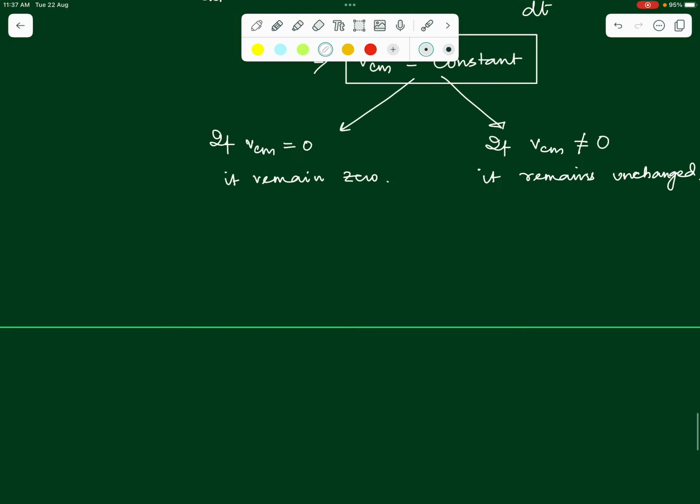Let's understand this taking an example. Let's say we have two bodies with us. Let's say there is a ball of mass 1 kg and there's another ball of mass 2 kg.